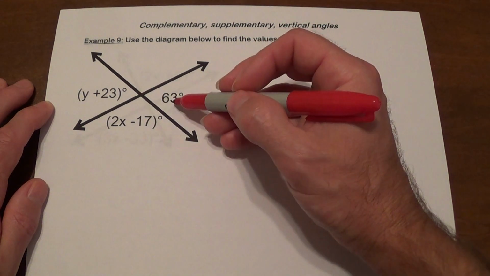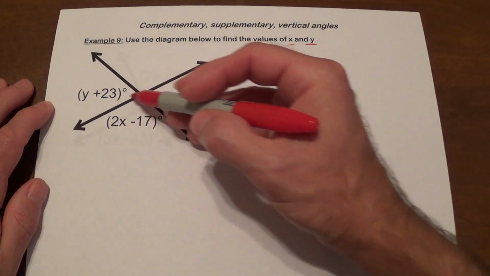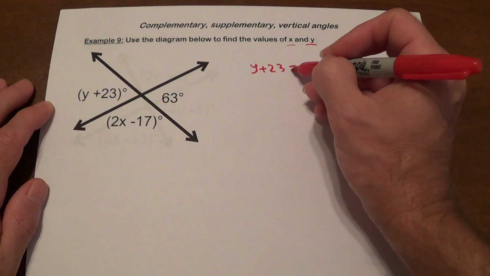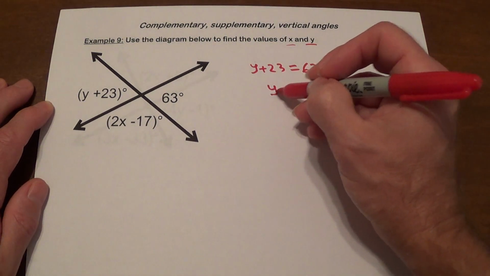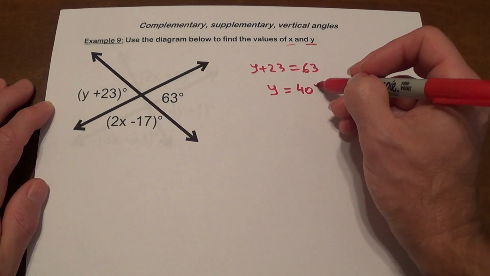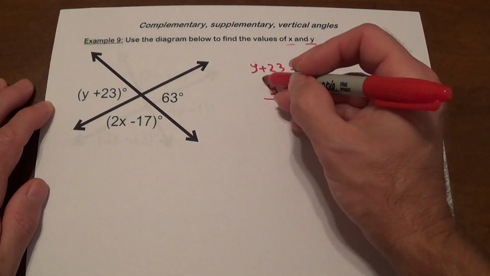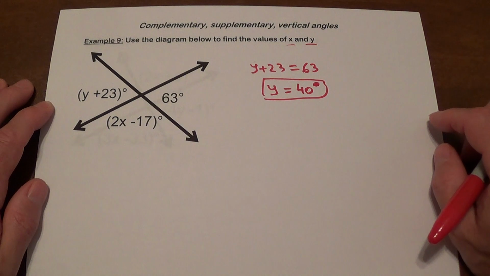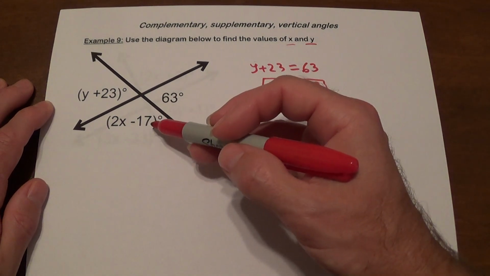So we know that 63 and angle y plus 23 are vertical, which means they're congruent. So y plus 23 equals 63. From there you can easily find that y is going to be 40. So we have a value of y. Actually, we shouldn't have the degree symbol here. It's just 40.